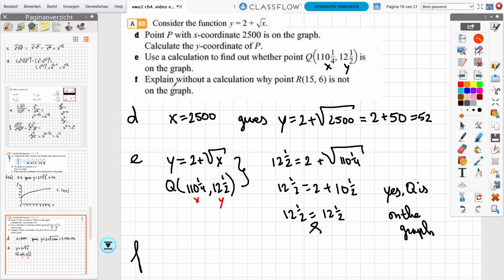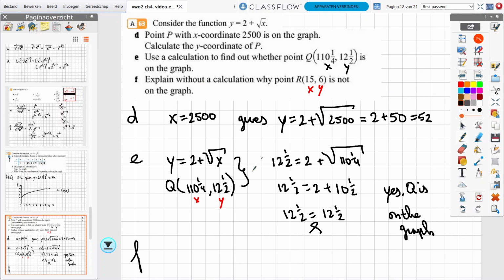F. And read carefully. Explain without a calculation why point R 15,6 is not on the graph. They don't say calculate. I can calculate it exactly the same way as we did here, and then you find that it's not on the graph, but I want you to explain it without calculating. And to do that, just take a look at the values of x and y. That means that in this formula I would change x into 15 and y into 6. And I get root 15. And we all know root 15 is not a root that gives a nice decimal number. It gives an infinite decimal number. Which means that even if I add to it, y is not going to be a whole number.